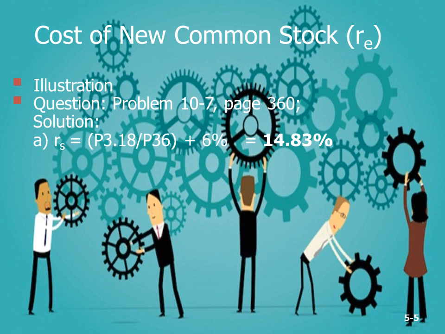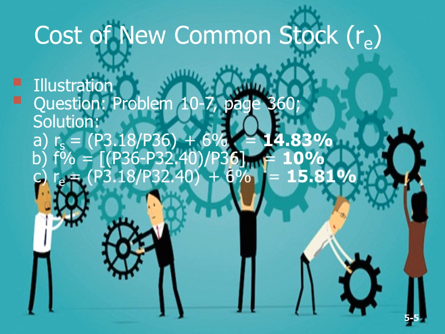The next question is the flotation cost percentage. Generally, the flotation cost is represented as a percentage of your stock price. So you get the flotation cost amount, the stock price minus the net proceeds per share, 36 minus 32.4, that will be 3.6, divided by 36, so you get 10%. And then lastly, the basic formula for R sub E, or cost of new common stock: 3.18 divided by the net proceeds of 32.4 plus 6%, you get 15.81%.